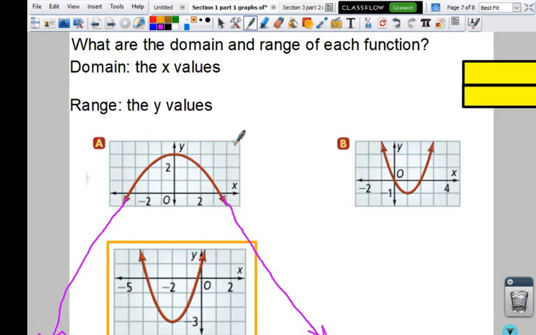So the way we talk about domain is I'm going to say my domain is all real numbers, because it will always go through an x. Every parabola we will look at will always have an x. So my domain is all real numbers, which I'm going to abbreviate as ARN.